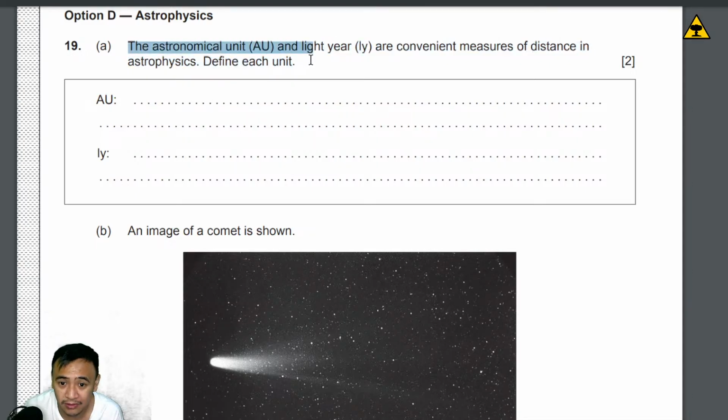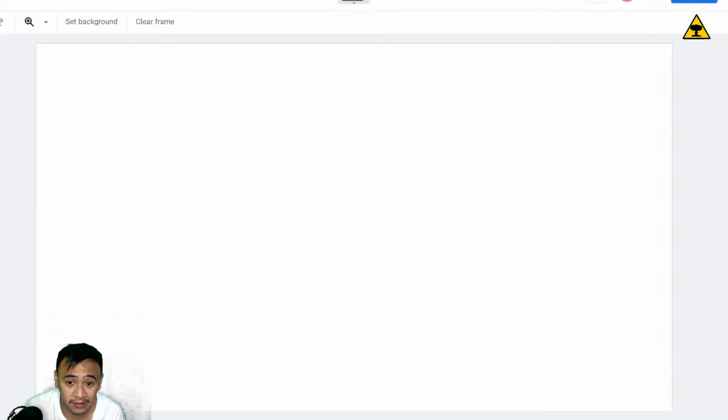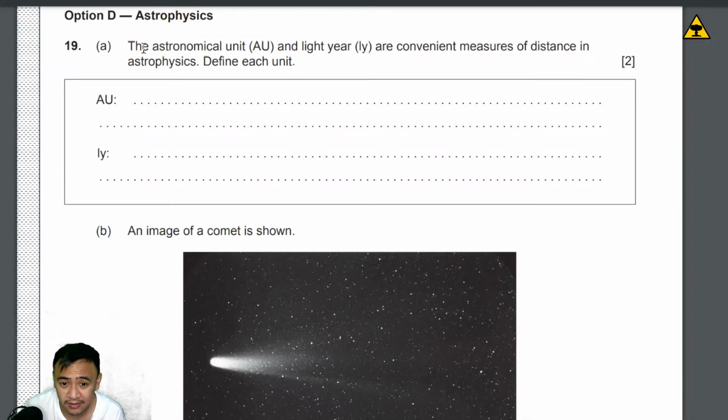We will now go through the answers here one by one. First of all, we have these two units, the astronomical unit and the light year. You need to define each unit. So what is the astronomical unit?